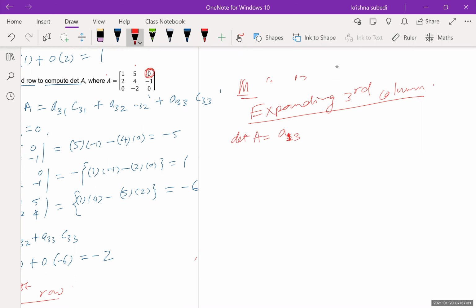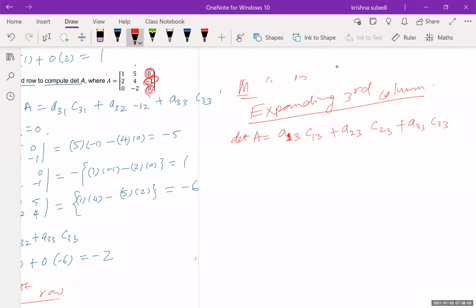Okay, A13, no, C13 plus A. Now this one right here, what is the position for that? Which is A23. So the column remains the same here. We change the row. So that means C23 plus. Now we need to look at that, which is A33, C33.